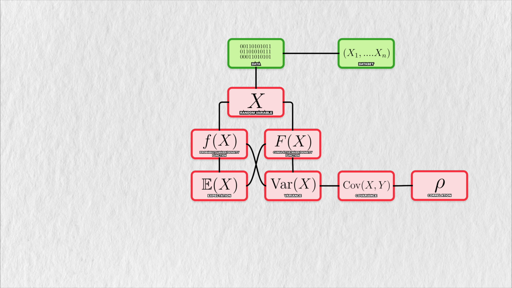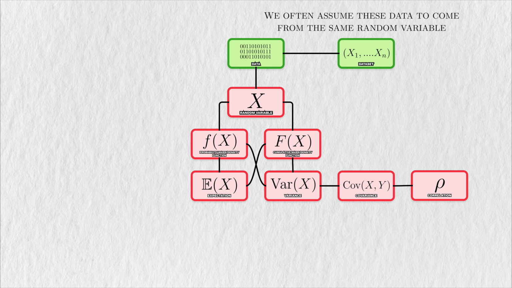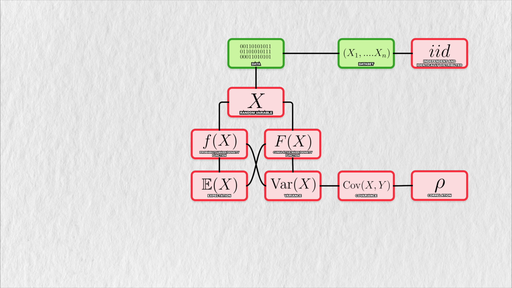Multiple observations give us a dataset. Typically, we assume that each of these observations in our dataset come from the same underlying random variable. That is, our data is IID, independent and identically distributed. This assumption is required for several important theorems that will come up later.